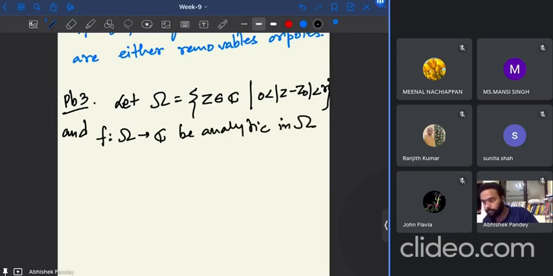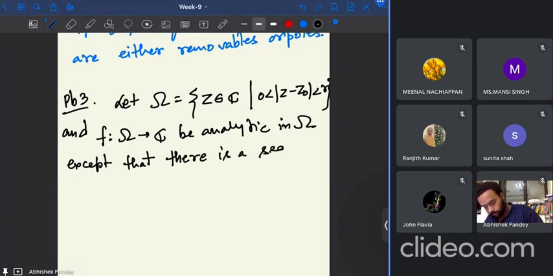except that there is a sequence Zn in omega such that Zn tends to Z naught.